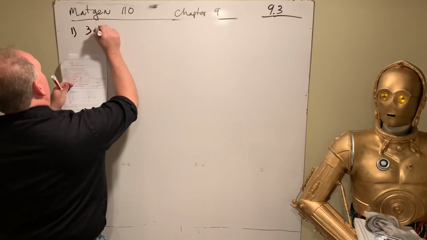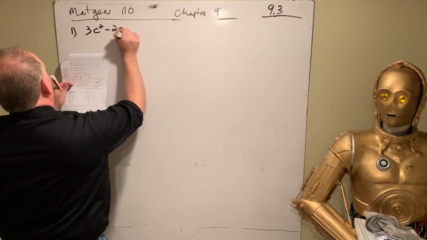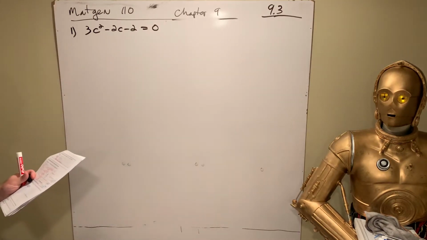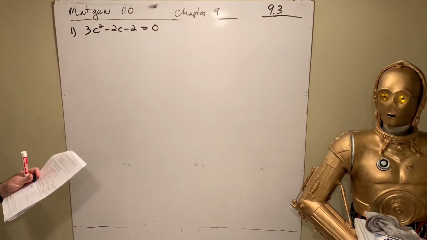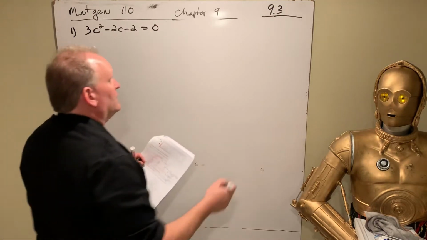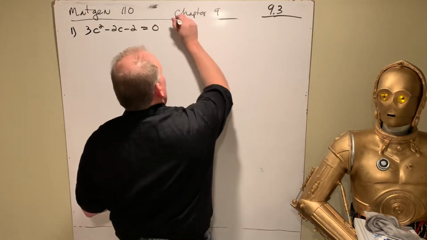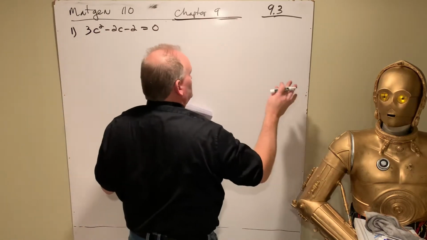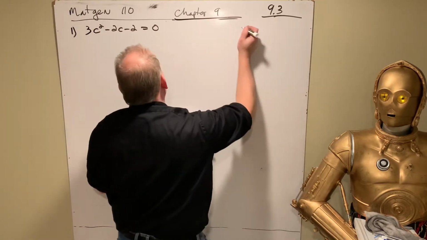So let's say we have something that isn't factorable. We can't factor it. So let's look at the quadratic formula. That's a way to solve second degree equations without factoring and without completing the square.